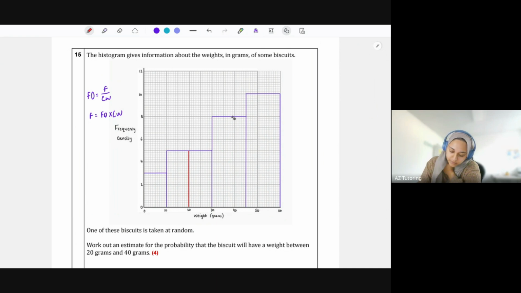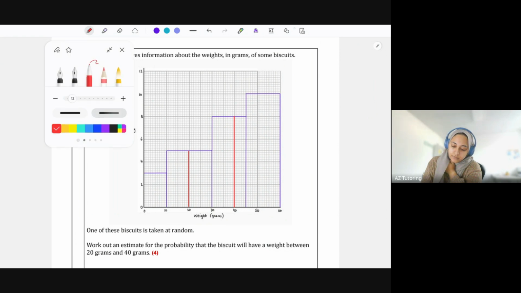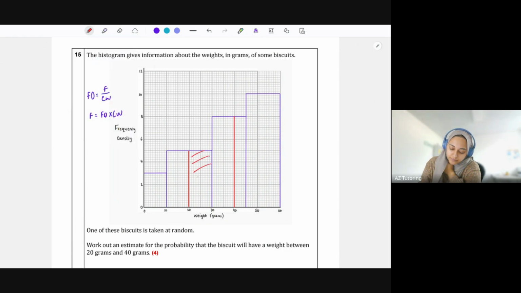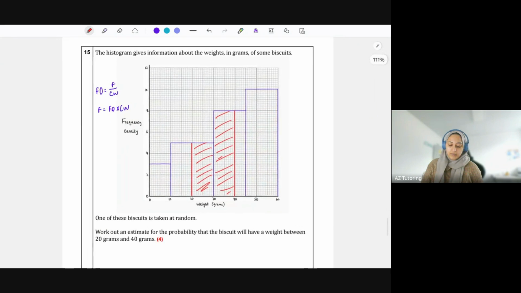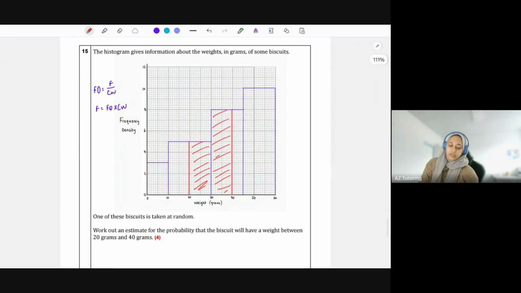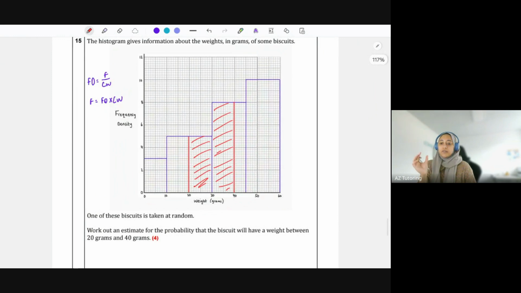And 40 grams is half, not half, 2/3 of that actually. That's there. So we need to work out the frequency of this whole section here. This is what we need to work out the frequency of. So we're going to go backwards. Let's work out how many there are all together for each of these. So working out the frequency of each bar without the red.